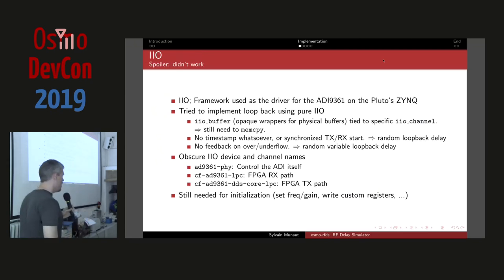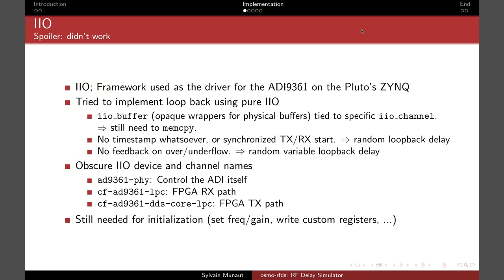So IIO is the framework that's been made by ADI to interface with various things. It wasn't especially designed with SDR in mind. It was all industrial sensors and that kind of stuff, and it's been kind of forced into being used for SDR in this application. So when you log in on the Linux running on the Zynq, you get an IIO device, and that's how you're supposed to talk to the SDR parts.